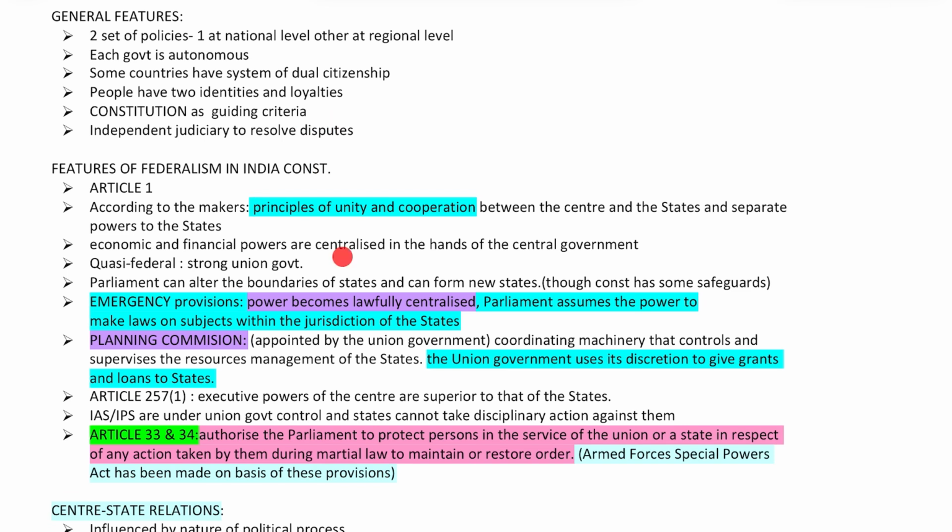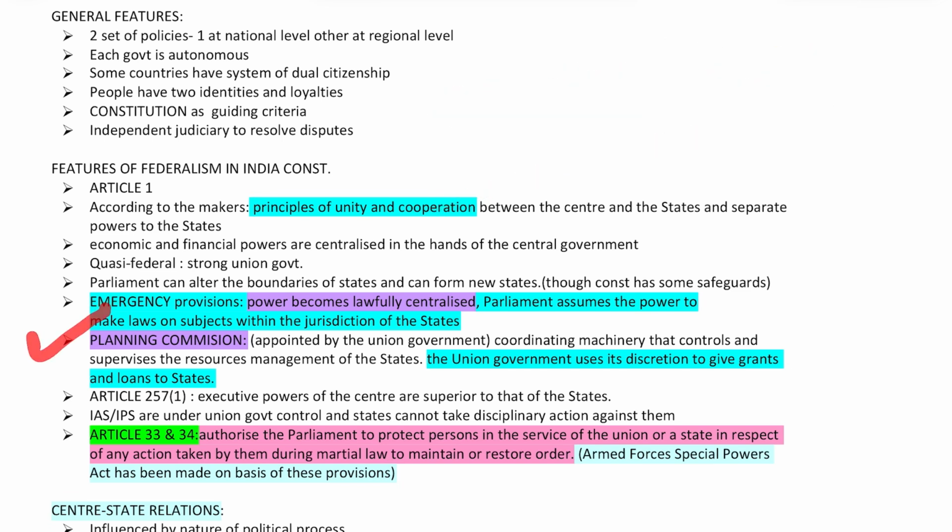Economic and financial powers are centralized in the hands of the central government. We have a quasi-federal system where we have a strong union government, so the center is stronger than the states. Parliament can alter the boundaries of states and can form new states, though the constitution has some safeguards. There are emergency provisions. Power becomes lawfully centralized during emergency conditions. Parliament assumes the power to make laws on subjects within the jurisdiction of the states, like assuming the powers on the state list as well.